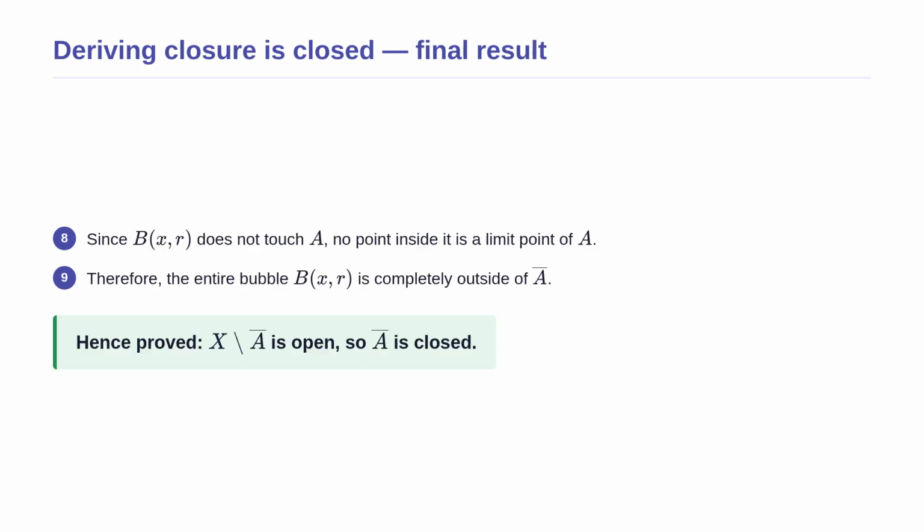This brings us to the final step of our proof. Since this bubble does not touch A at all, no point inside this bubble can be a limit point of A either. Therefore, the entire bubble is completely outside of the closure. Because we can draw this protective bubble around any point in the outside area without ever touching the closure, the outside area is an open set. Since its complement is open, the closure is officially proven to be a closed set.